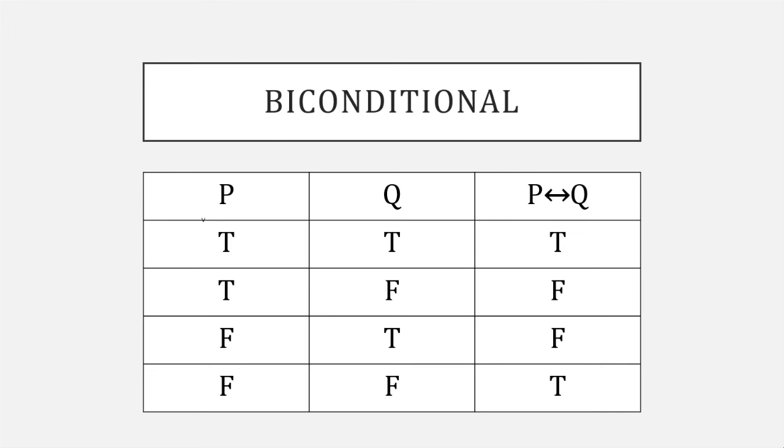And biconditional. So biconditional is like a conditional that goes in both directions. P biconditional Q is true if both P and Q are true, or they're both false. But if they have different truth values, then it comes out as false. This one's much less intuitive, but hopefully we do a bunch of examples and it will become more intuitive. And this is equivalent, by the way, to if P then Q and if Q then P. So the truth table for that comes out as the same as this.